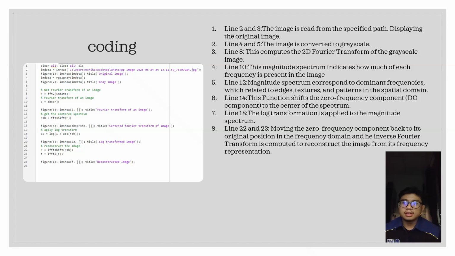Line 18, the log transformation is applied to the magnitude spectrum. Lines 22 and 23, moving the zero frequency component back to its original position in the frequency domain, and the inverse Fourier transform is computed to reconstruct the image from its frequency representation.